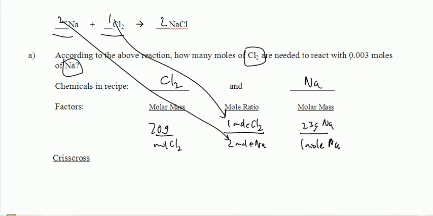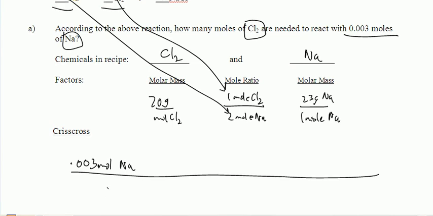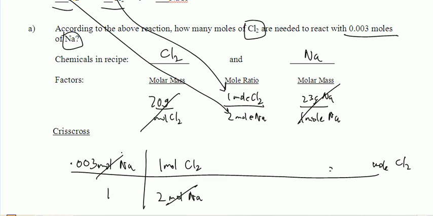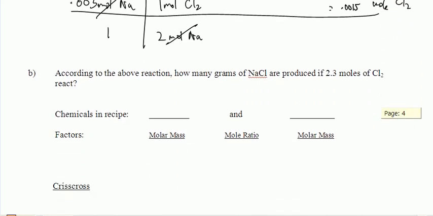Do my crisscross. I start off with 0.003 moles of Na, and I want moles of Cl2. I do not see the word gram, so I'm not going to need a molar mass calculation. What I got on the bottom is Na. What I want on the top is Cl2. That cancels, and I have 0.0015 moles of Cl2 in my final answer.